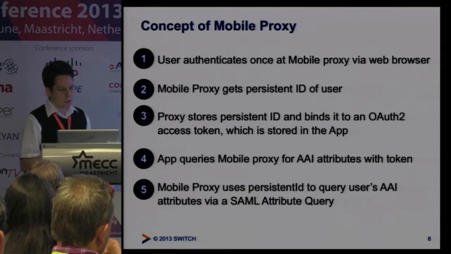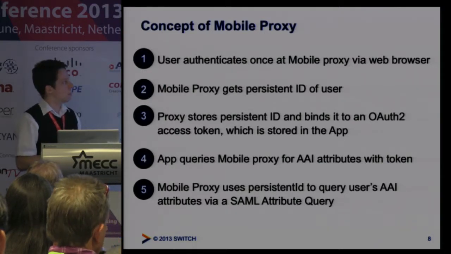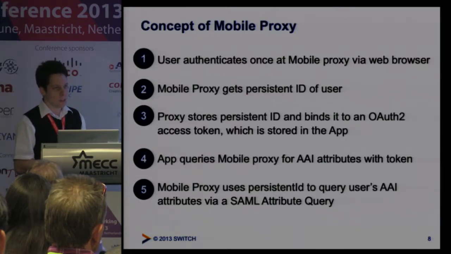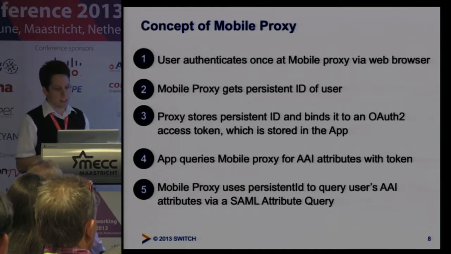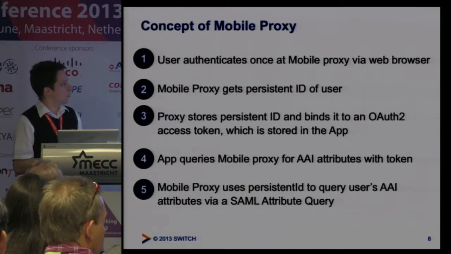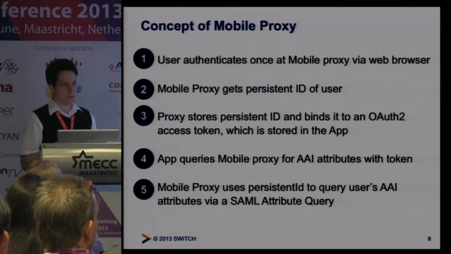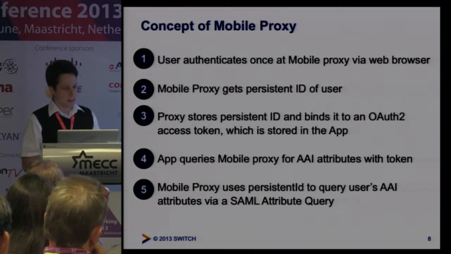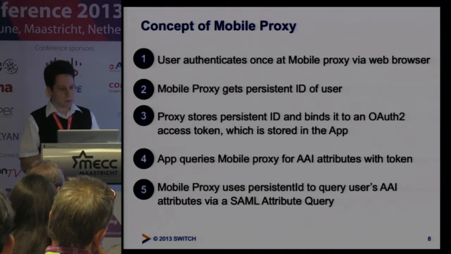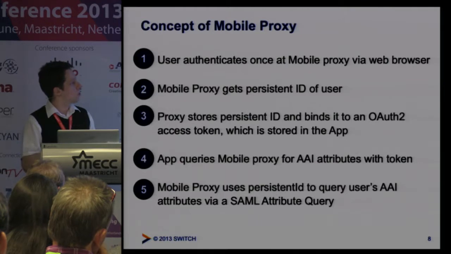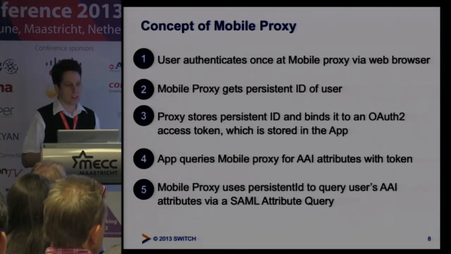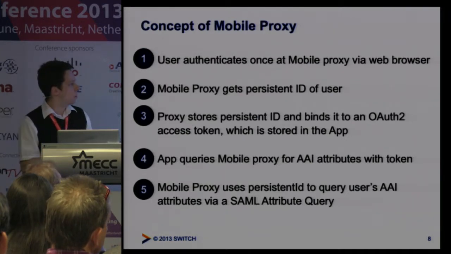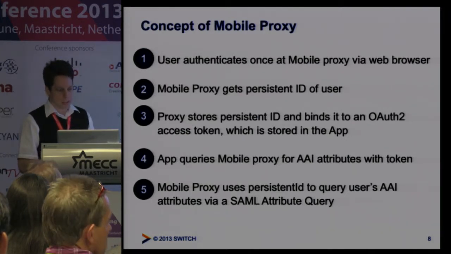Then the mobile proxy gets the user's persistent ID via the Shibboleth service provider. This persistent ID is stored in a database that basically is a mapping between the persistent ID and an OAuth access token. This OAuth access token is, of course, generated the first time the user authenticates at the mobile proxy, and that OAuth token then is also given to the app, which then can use it for subsequent requests to the mobile proxy to get the user's attributes.